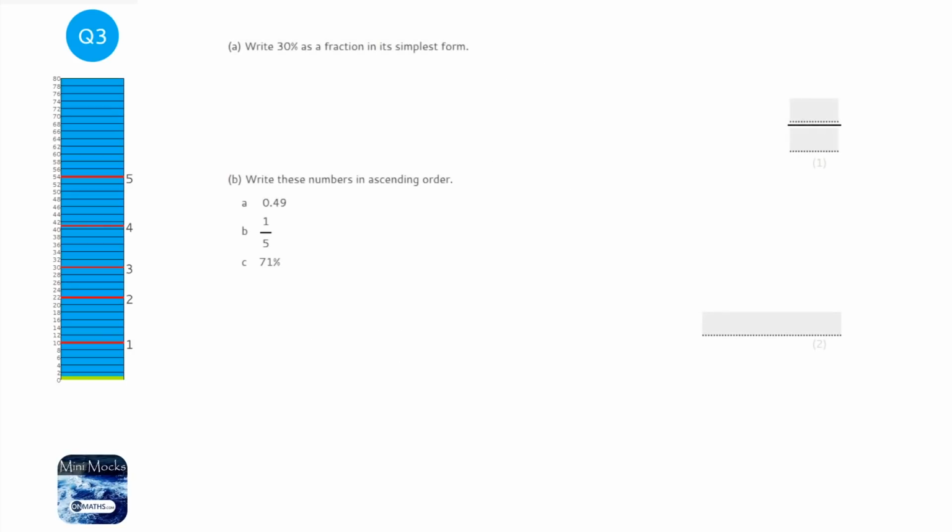So to convert a percentage into a fraction, you just need to remember that percent means per 100. So that percentage sign there just means per 100. So it's 30 per 100, or 30 over 100. Then we need to simplify that, so we're going to divide top and bottom by 10, and we get 3 over 10. So the simplest version is 3 over 10.